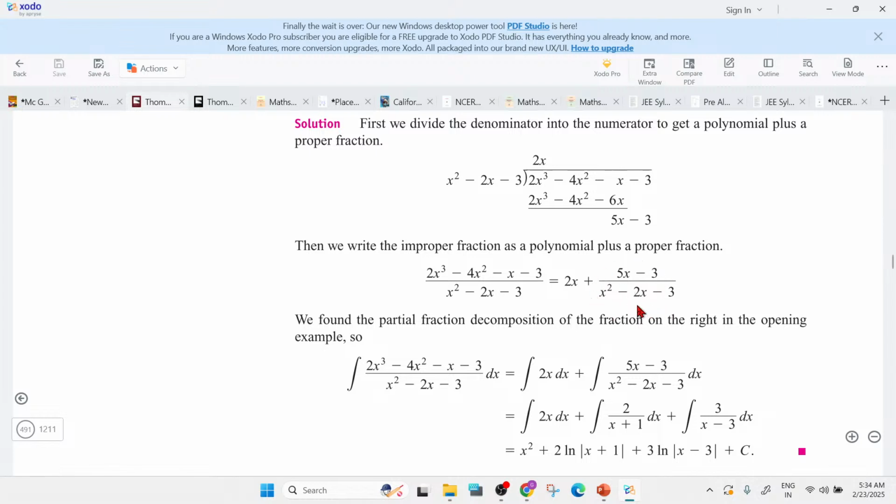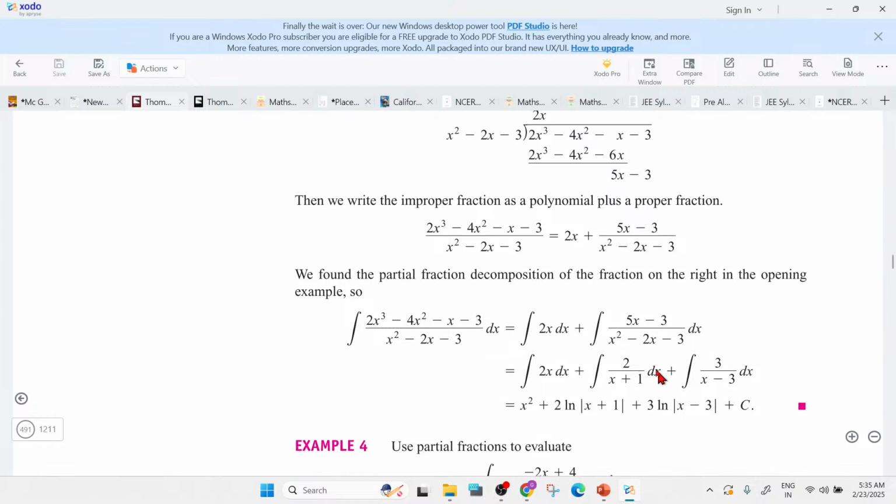Now can we break x square minus 2x minus 3 into two linear factors? Yes, we can: x plus 1 into x minus 3. So that's why we write a by one factor and b by the other factor. Linear, that's why two simple steps.